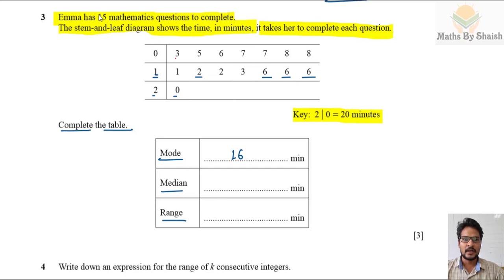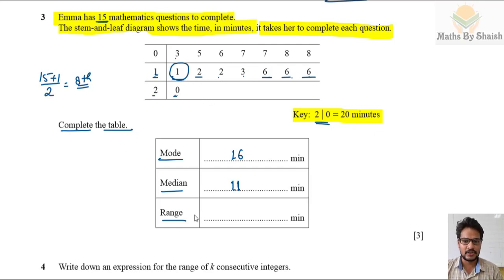And for the median, there are 15 questions. So (15 plus 1) upon 2th term, that is 16 upon 2, the 8th term. The 8th term you can count either from the last or from the beginning. So 1 2 3 4 5 6 7 8. The 8th is coming here, so it is going to be 1, and 1 comes with the 1 stem, 1 1, so it is 11 minutes. That's the median. It's not compulsory that we should count from here. We can count from here as well. 0 1, that is 1 2 3 4 5 6 7 8. This will also be the same number.